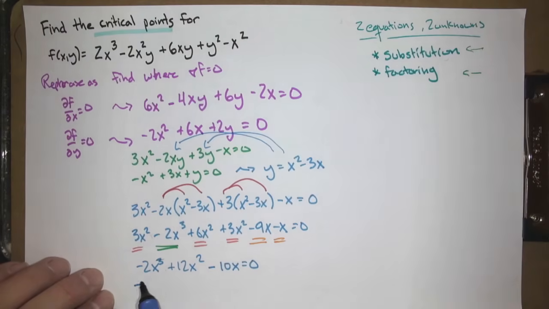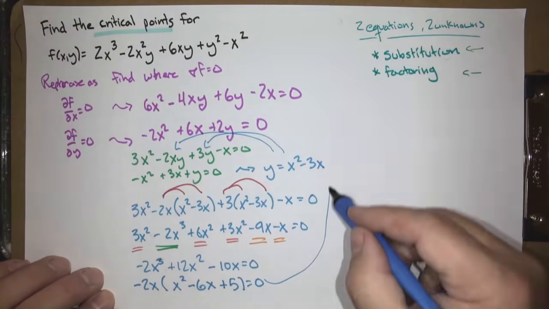Oh, we can pull out negative 2x. So that leaves us with x squared. What's the next term? Minus 6x plus 5 equals 0. So that makes it a little bit easier. We already have made progress. Now we just have to factor that quadratic.